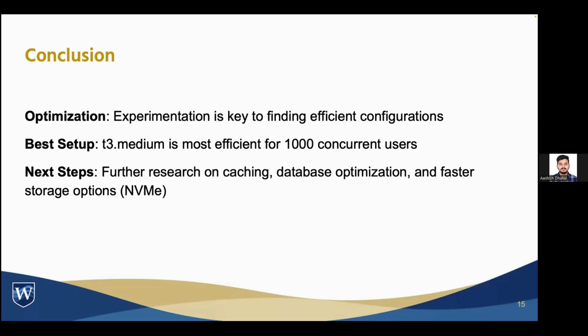So to summarize our experiments, finding the right cloud configuration is key to balancing performance and cost when implementing Moodle in a distance learning setup. For now, we recommend T3 dot medium instances for handling up to 1,000 concurrent users, as they offer better cost efficiency. But in future, additional research on caching, database optimization, and faster storage options could lead to even better performance at a lower cost.